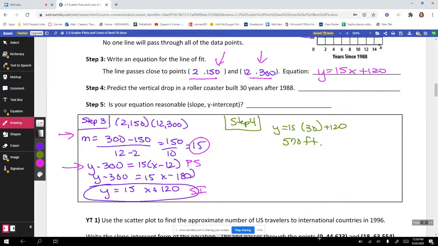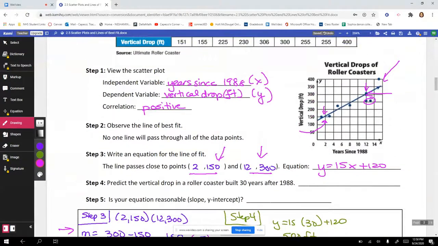Now, again, I like to estimate. Let's go back and see how we did. Is my y-intercept 120? Well, it looks pretty close, right? That looks pretty good. And my slope is 15. So again, did I go up 15 over 1? It looks pretty good. It's kind of hard to tell. We're guessing, but that's certainly not an unreasonable slope. So I'm going to say we're probably okay.